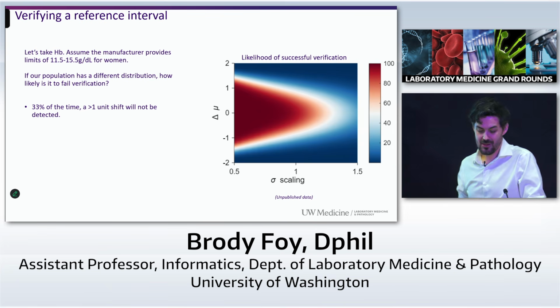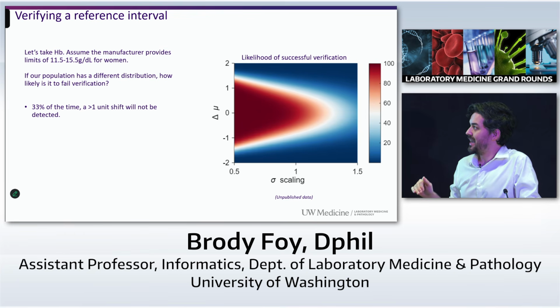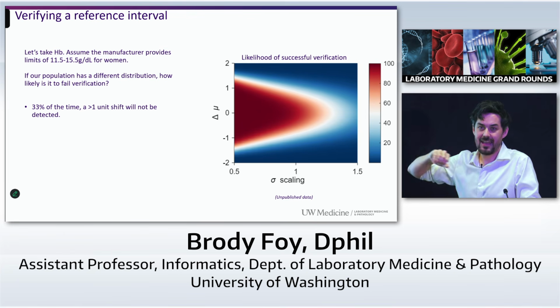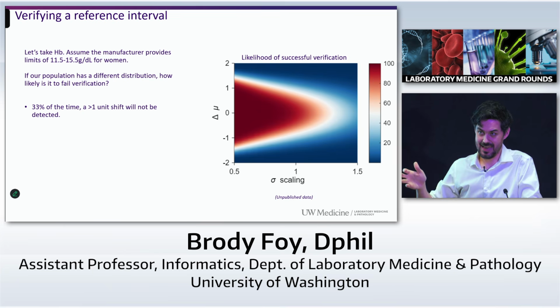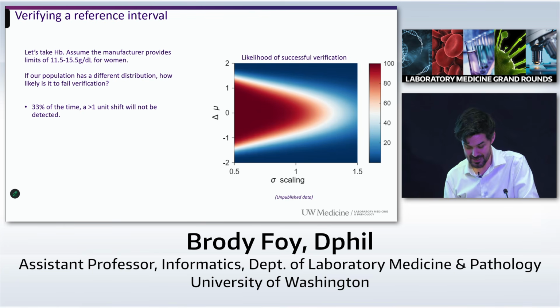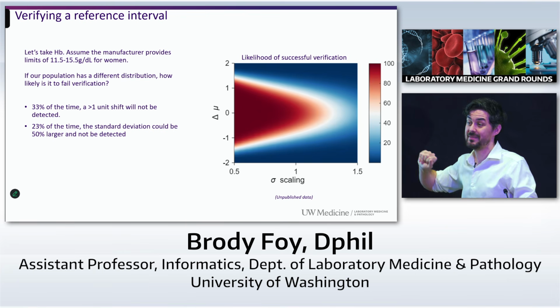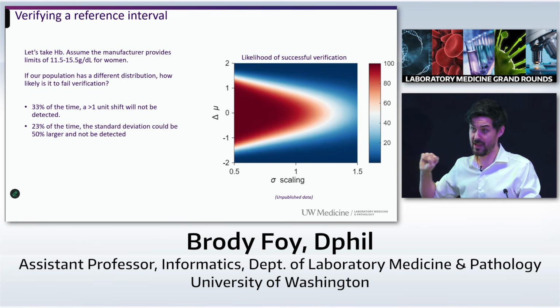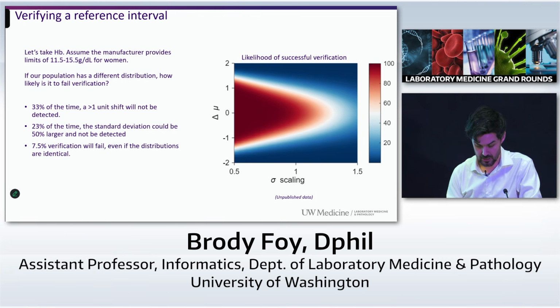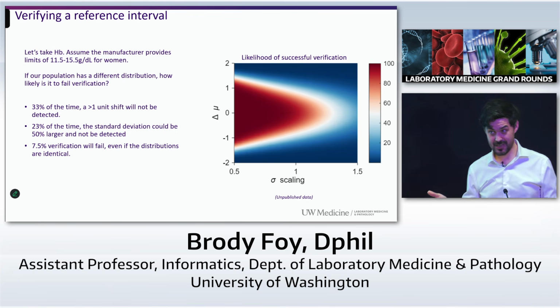population. Well, a third of the time, if your variance is the same but your mean is different, you're not going to detect it. A third of the time. A quarter of the time, our variance could be 50% larger and we wouldn't detect it. We have a much more heterogeneous population and this would pass verification. 10% of the time, even if our populations are identical, verification will fail.